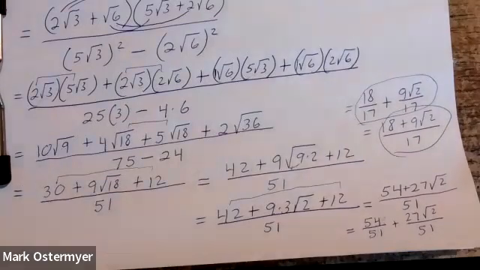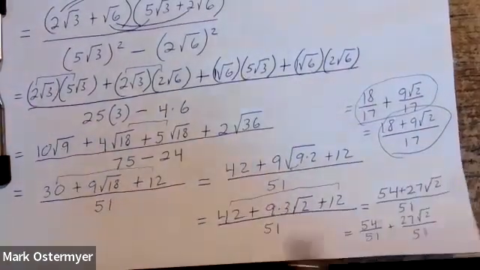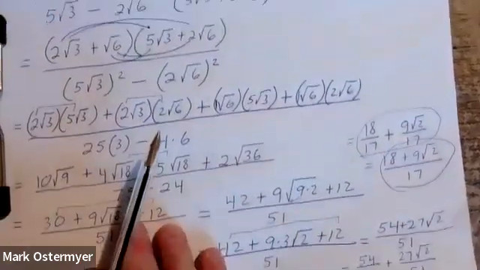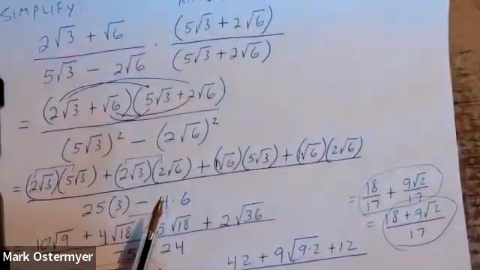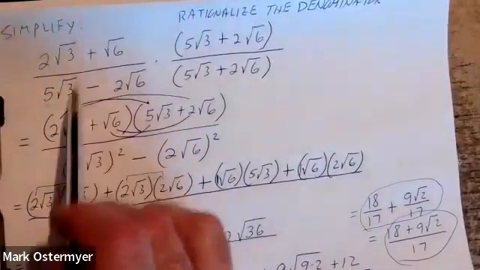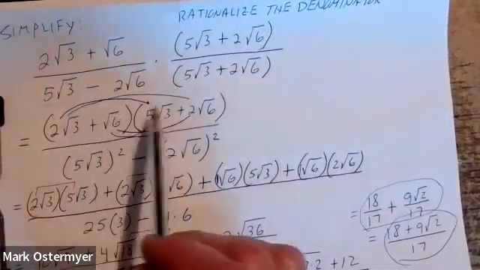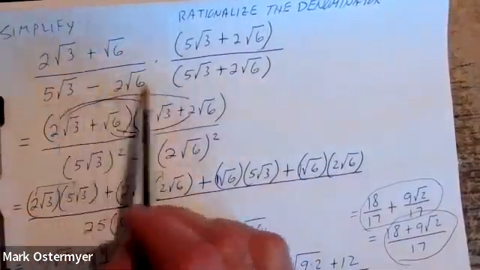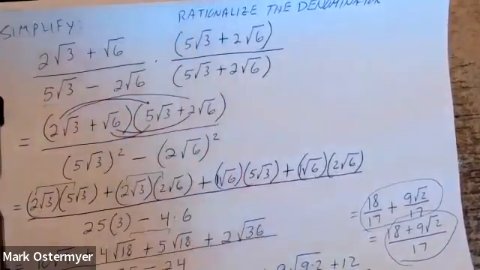So notice we have rationalized our denominator. We got rid of our square roots in our denominator. And the only thing that enabled that to happen was by multiplying the top and bottom of this radical expression by the conjugate of the denominator. That was the key.